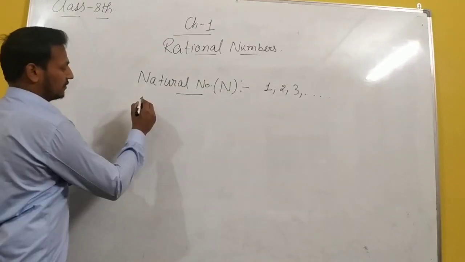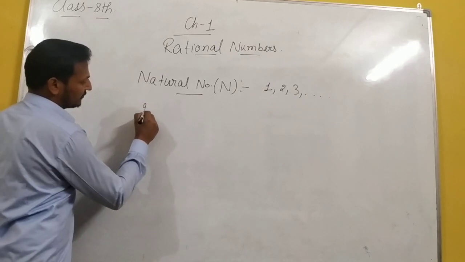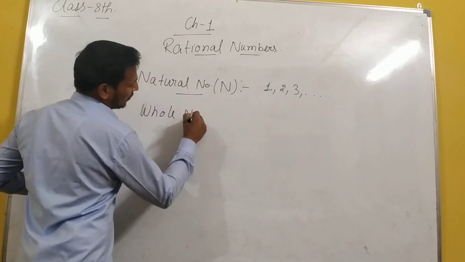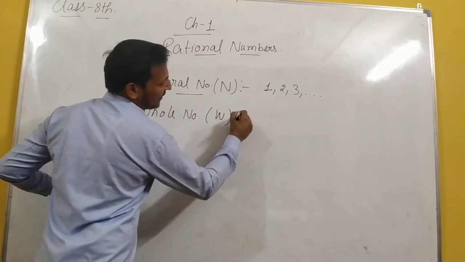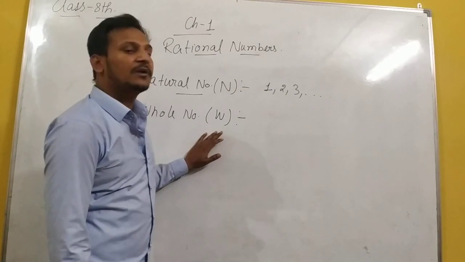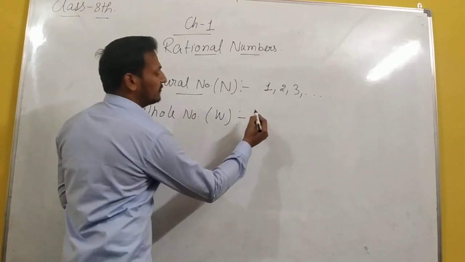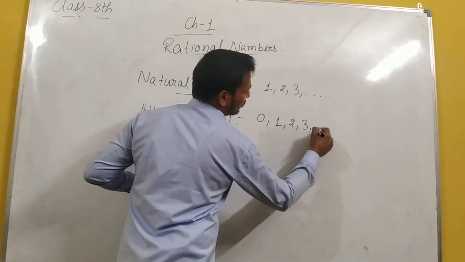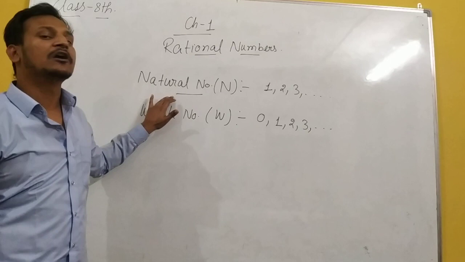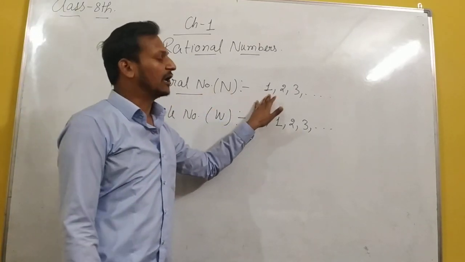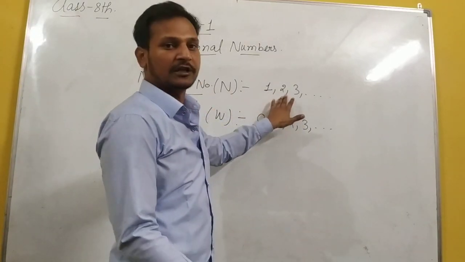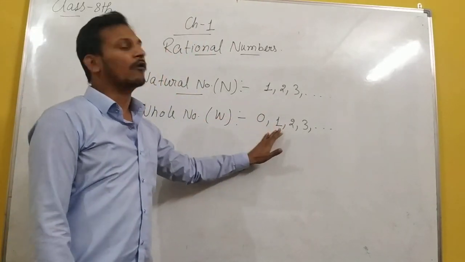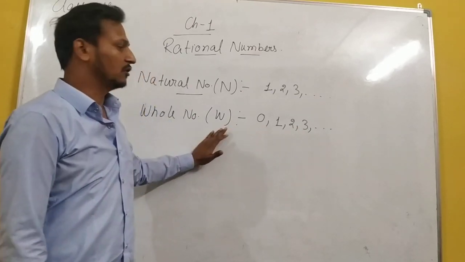Our next system is whole numbers. Whole number is denoted by capital letter W. Whole number is a number system which contains counting from 0: 0, 1, 2, 3, and so on. So whenever someone asks you what is natural number, you will tell them a set of counting, that is 1, 2, 3, is known as natural number system. Whole number is 0, 1, 2, 3, that system is known as whole number.